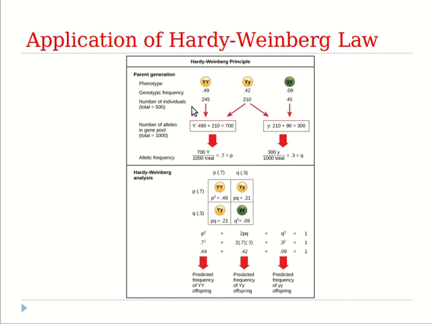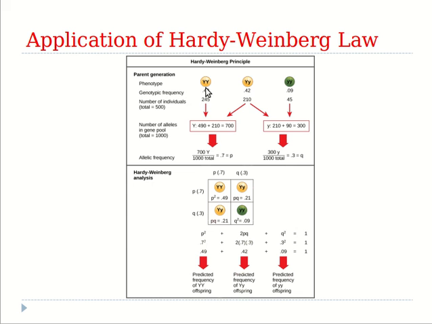Regarding the individuals, in a population of 500, 49% means 245. So 245 out of 500 have this kind of genotype, while 210 individuals out of 500 have the heterozygous condition and 45 have the recessive genotype. So we were speaking about the phenotype and genotype. Now we can see the number of alleles.